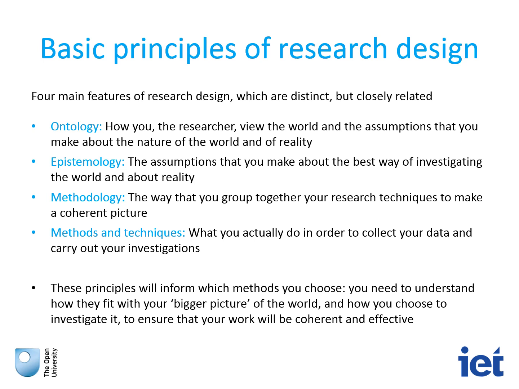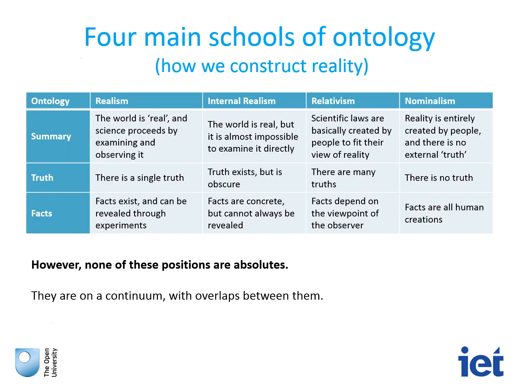Okay, so let's talk about the ontology. The ontology is divided into four main schools or four main ways of looking at the reality. Okay, we have the realism, the internal realism, relativism, okay, and nominalism. Okay, so let's look at the realism first.